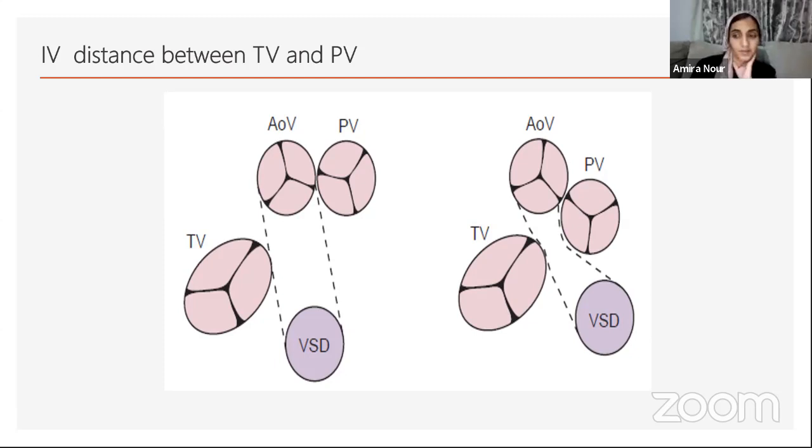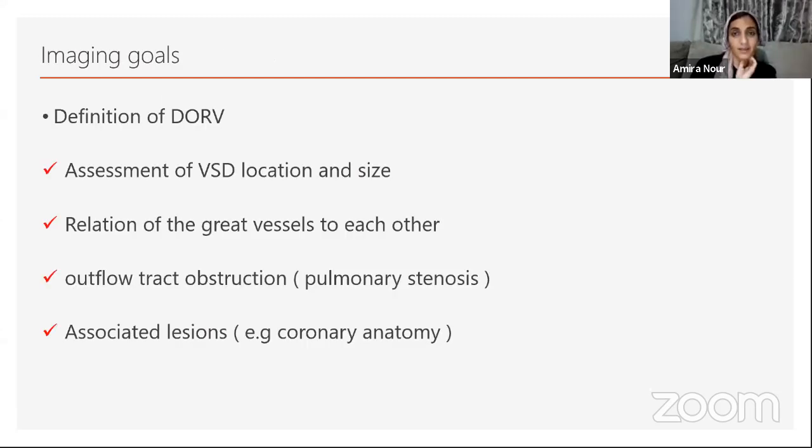Okay, thank you, Dr. Hatem. Thank you so much. Then we will move to imaging of the patient with double outlet right ventricle, of course, by echocardiography.